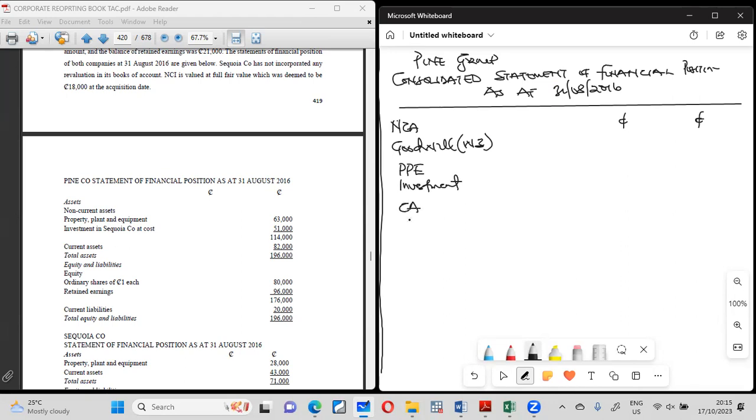Then you have your current assets, and you have the current asset total, so you also do that. Then you come to the equity and liabilities, and do total assets. You can leave one space there just in case anything comes that you need to push there. All right, so you do equity and liabilities.